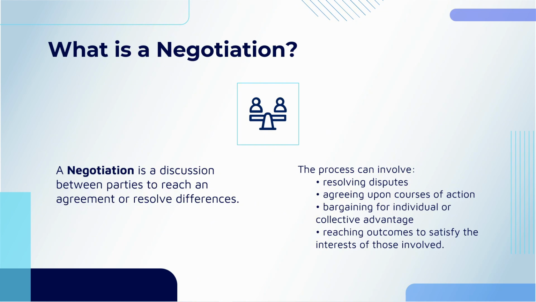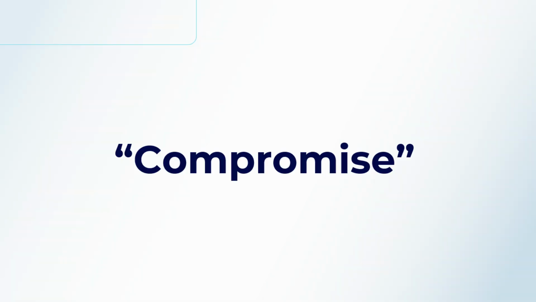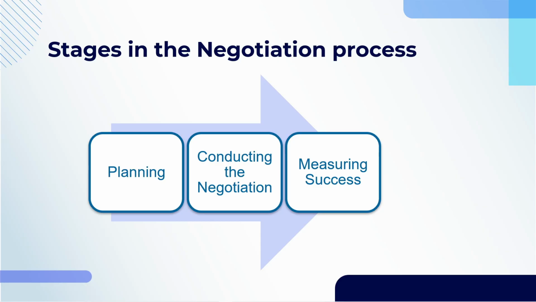Now, when discussing negotiation, you may hear the word compromise. Compromise basically means that one or more parties involved give up something to reach an agreement. For example, a supplier wants to sell raw materials for $1,000, but the buyer only wants to pay $800. Instead of walking away, they both compromise and agree on $900. The supplier still makes a profit and the buyer saves some money. Both sides give up a little, but they both gain something too. That's a compromise.